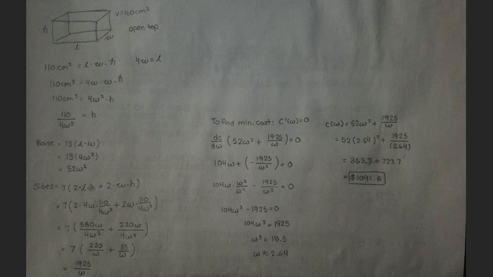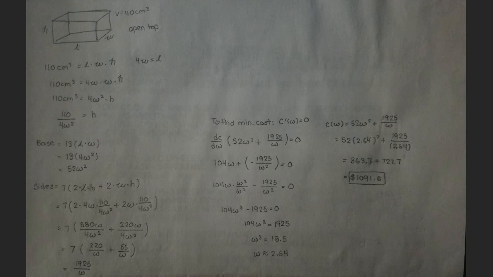So we put volume equal to length times width times height, and since we know volume is 110 centimeter cube, I put it in an equation. And we can substitute the length as 4W since the length is 4 times the width. And then I will combine it and have H equal to 110 over 4W squared.